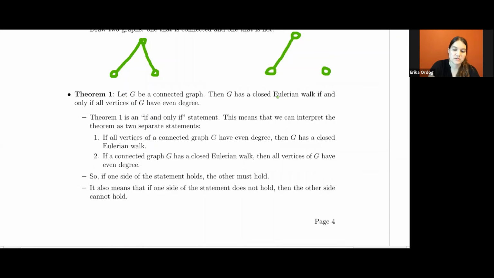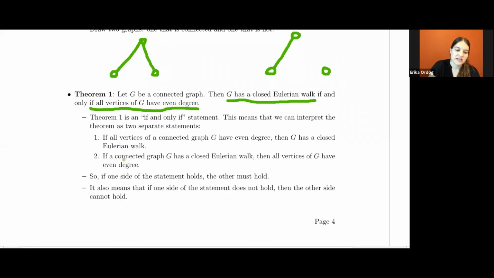So let's use this theorem to try to answer a question from before. Let G be a connected graph. Then G has a closed Eulerian walk if and only if all the vertices of G have even degree. This is what we call an if and only if statement. We can interpret it as 2 separate statements. The first one is: if all vertices of a connected graph G have even degree, which is the part we're assuming, then G has a closed Eulerian walk.